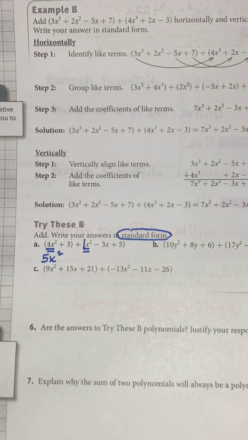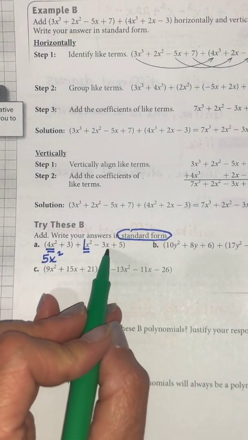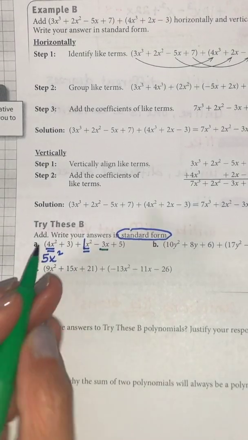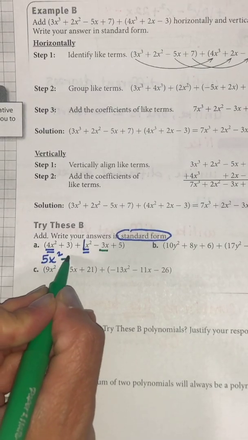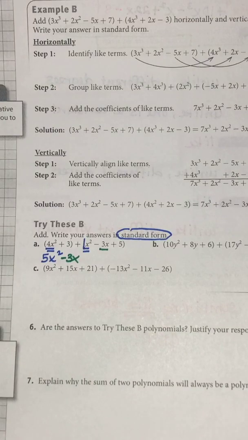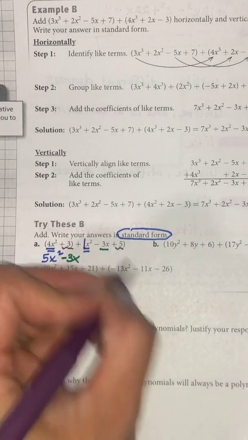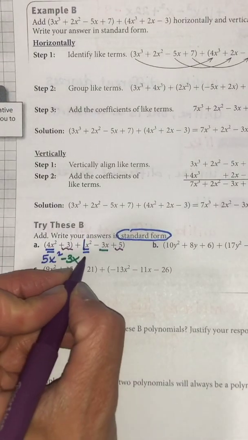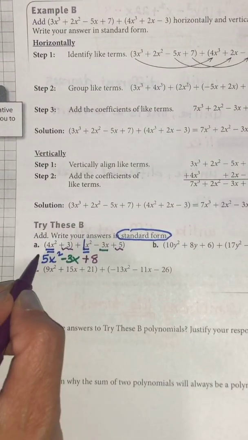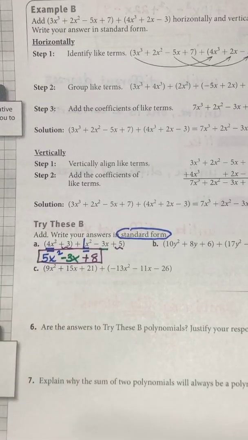Okay, so there's that first term. Next term, the next degree down would be to the first power, which is just the x. And that's the only x term in there, so we're going to bring it down, a minus 3x. And then constants. We have a positive 3 and a positive 5 that we need to add together. 3 plus 5 is 8. So 5x squared minus 3x plus 8.